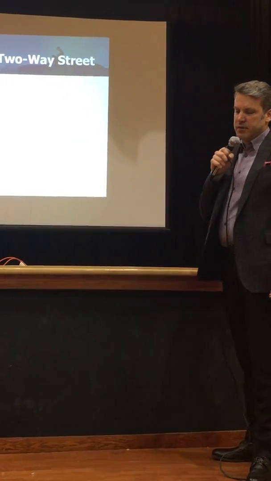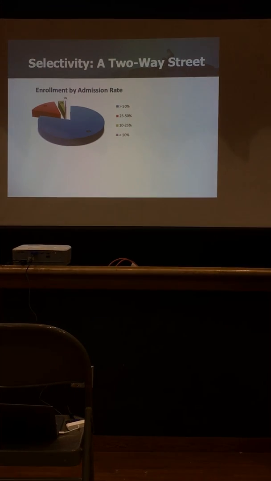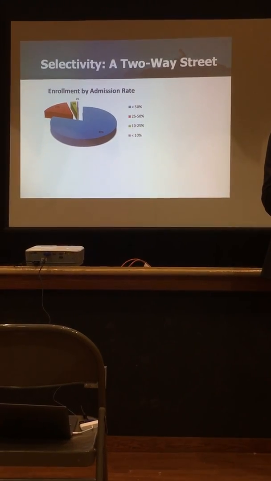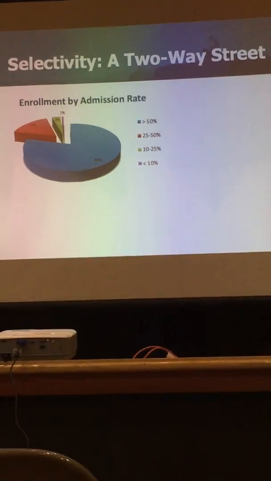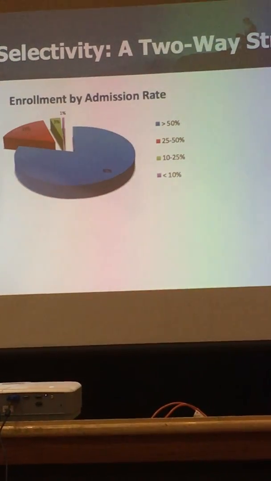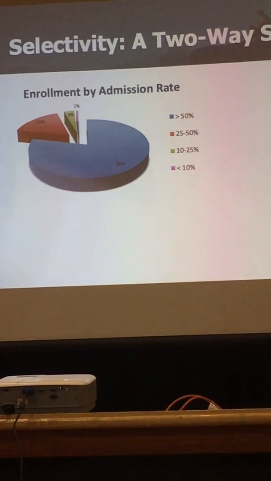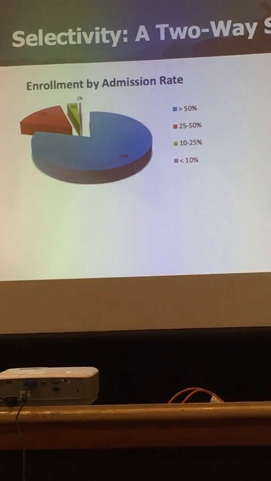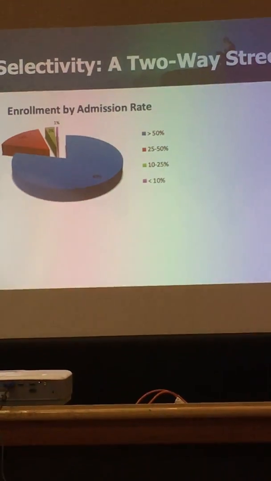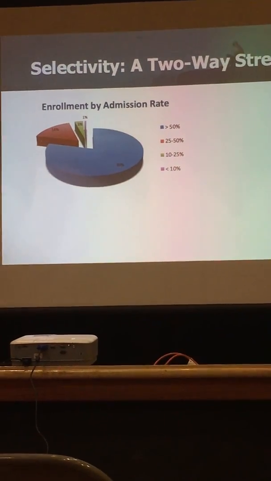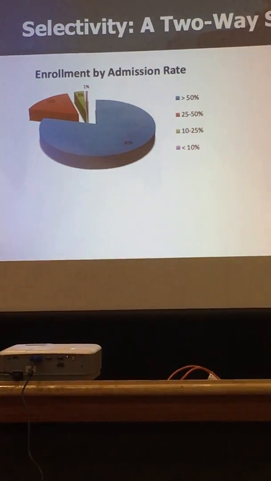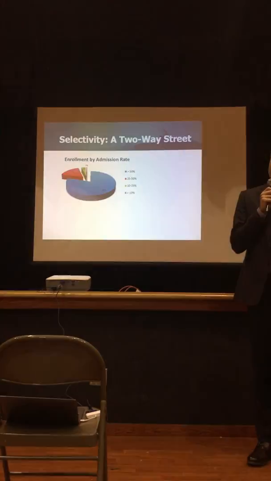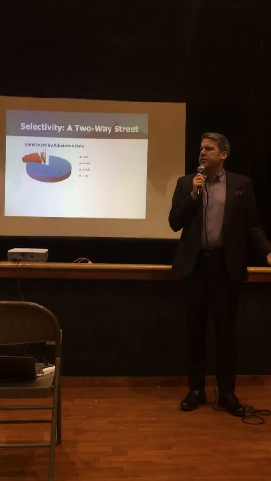I'm going to leave you with this reality. Here is the college admissions world in terms of selectivity. So this is enrollment by admission rate. The blue slice of the pie, 80% of colleges in this country admit more than half of their applicants. The vast majority of colleges need students. They're recruiting you. You can hardly see the 1%, the little tiny purple slice, the colleges that admit less than 10% of their applicants. That's about 24 colleges out of 4,000 or so.